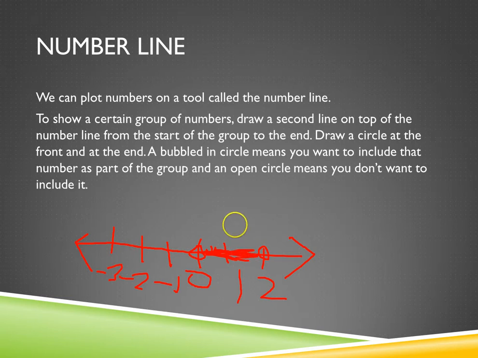So the tricky part is if you want to include 0, you have to color it in. I said all the numbers from 0 to 2, and I want to include 0, so let's put 0 here and bubble that in. But if it's all the numbers from 0 to 2 except 2, you don't bubble it in, and that's how you can show that you don't want to include this number as part of the solution. So that's basically your number line.